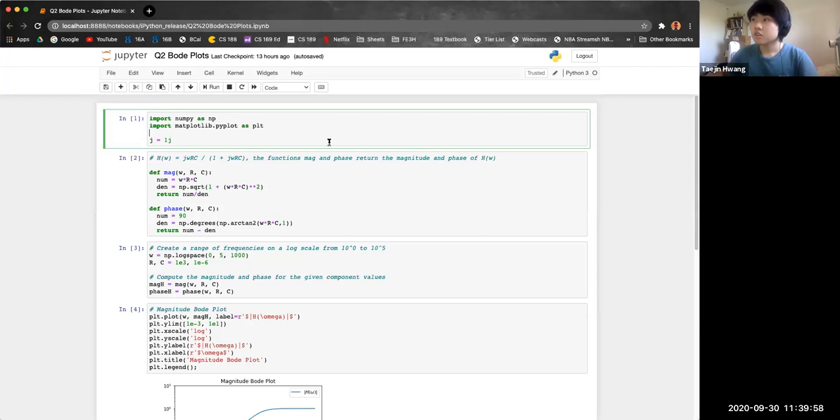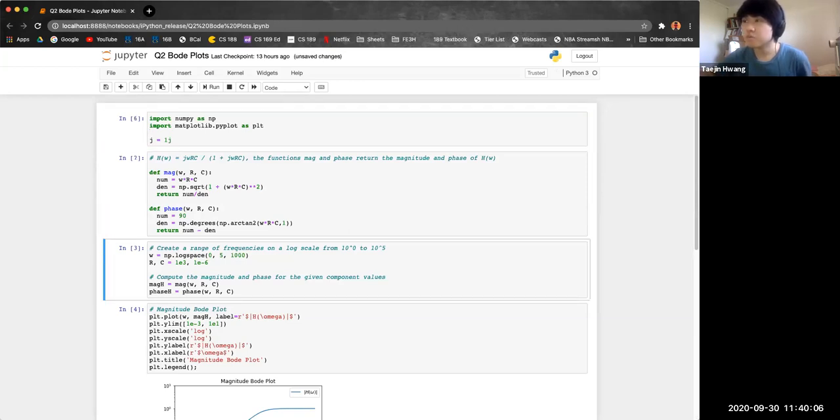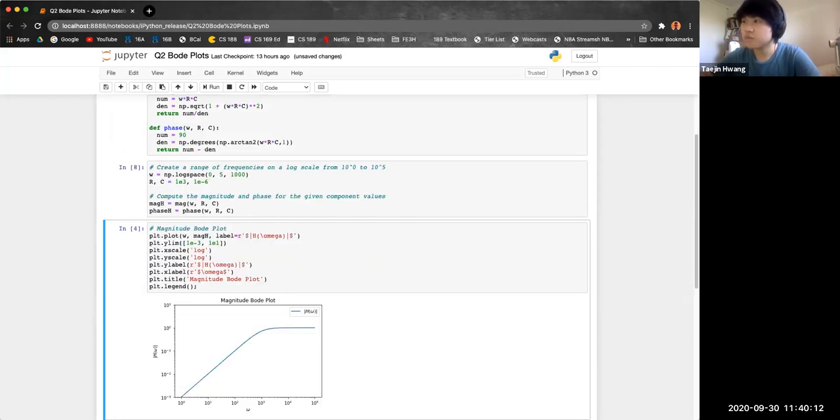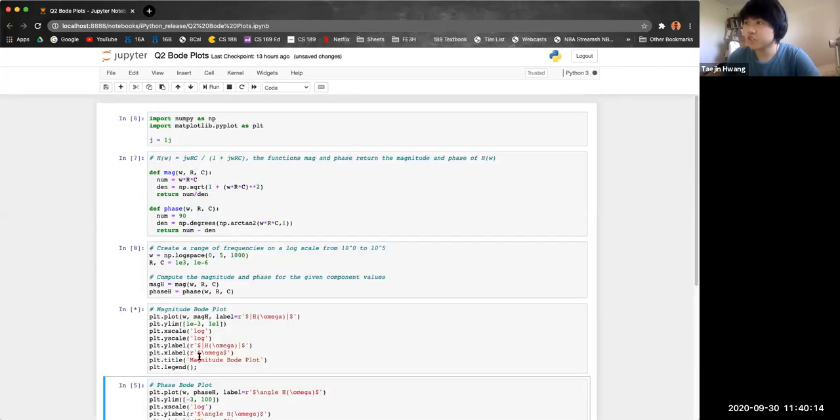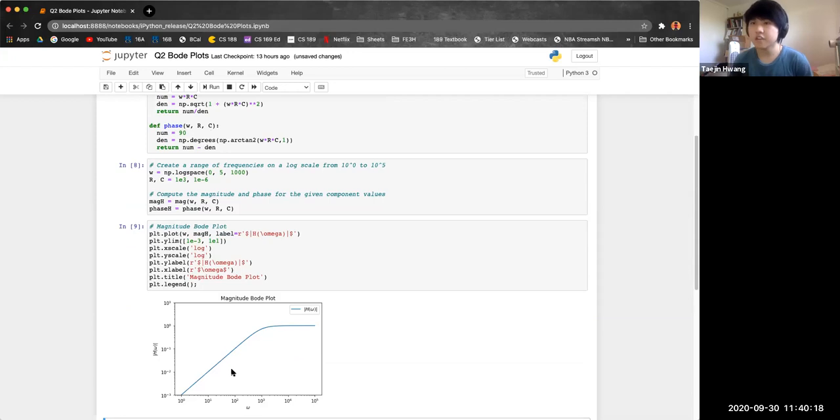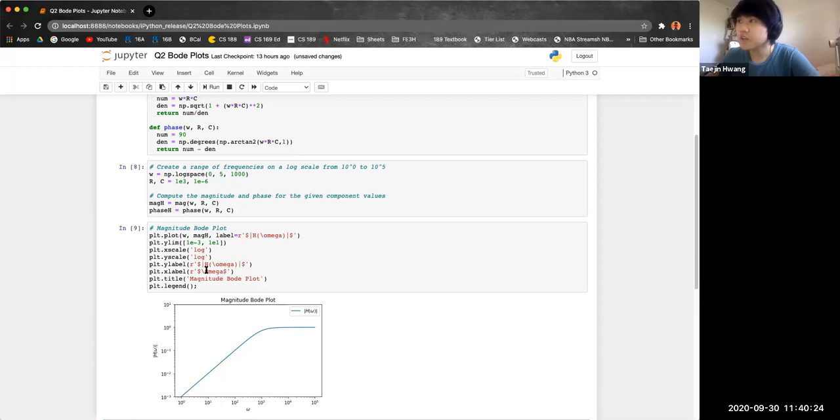So what we're doing here is we're just taking the expressions for magnitude and phase that we derived in the previous part, and we're just plotting the magnitude of the transfer function over all frequencies omega, just to see this low and high pass behavior. And a couple of things to note here.